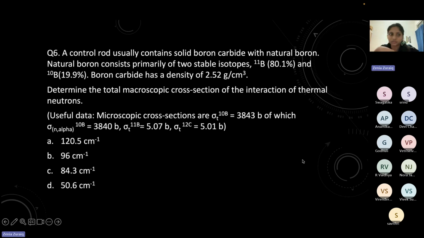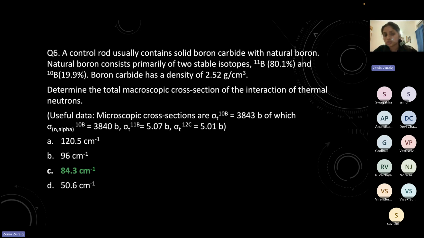Okay, so if others are still solving, you can just check the answer. The answer is actually 84.3. This is a little involved question and it has a lot of steps, so a lot of scope for numerical errors. But the question itself is very simple.